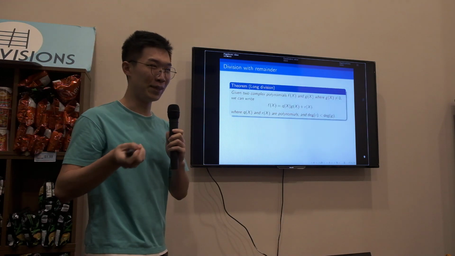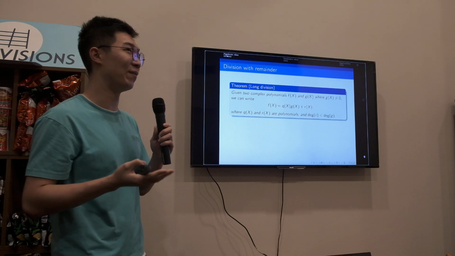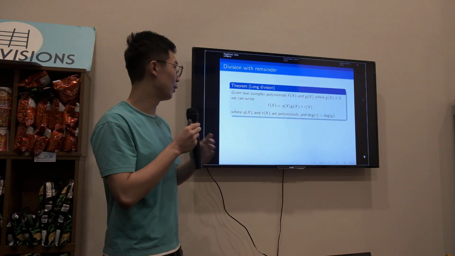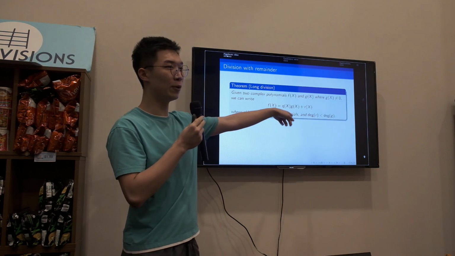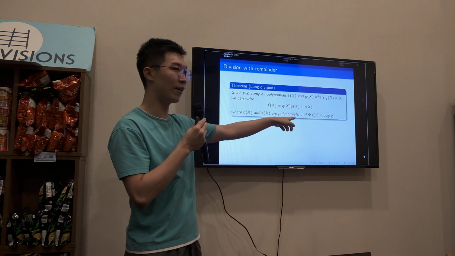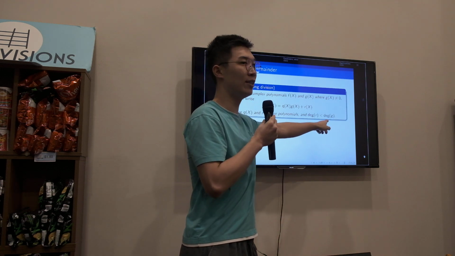So now we move on to the polynomials. Well, this is the long division that supposedly people learned in secondary school, I guess. So if you have two polynomials, f and g, you can divide f by g, and you get a quotient, which is q, and remainder, which is r. And the crucial property here is that the degree of r must be less than the degree of g.